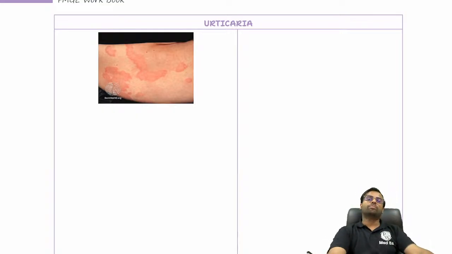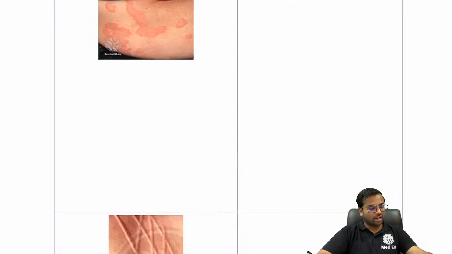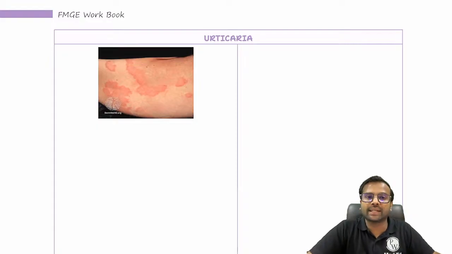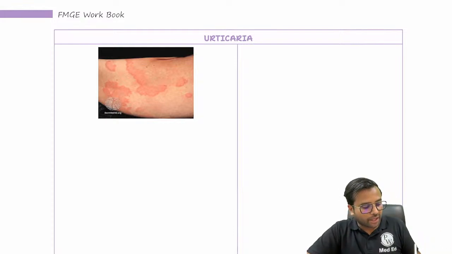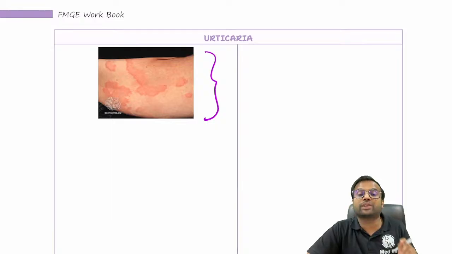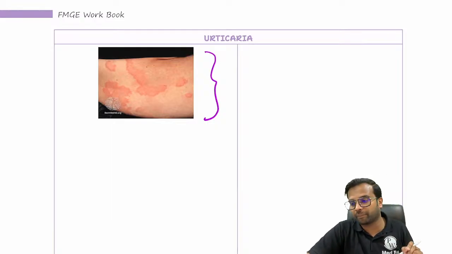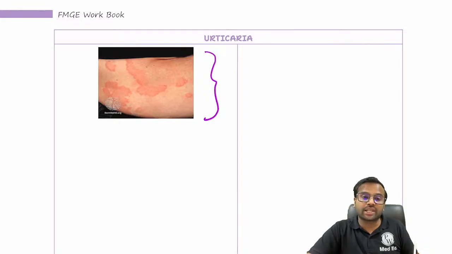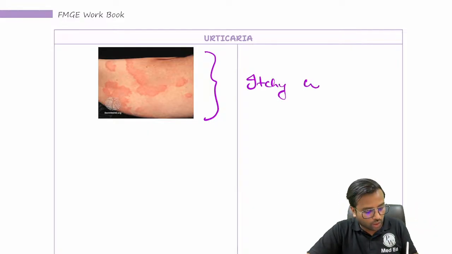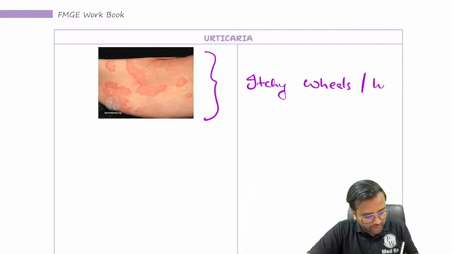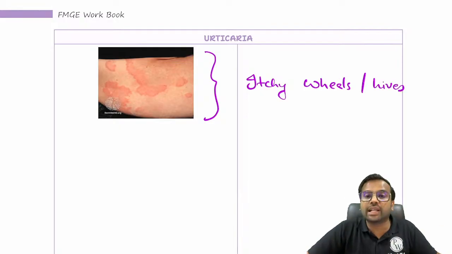Now moving to another very important topic called urticaria. What happens in urticaria is the patient will develop an itchy skin lesion, right? Can you tell me the name of the skin lesion you can see in urticaria? Anyone? Urticaria is always going to be itchy, and the name of the skin lesion is wheals or hives.